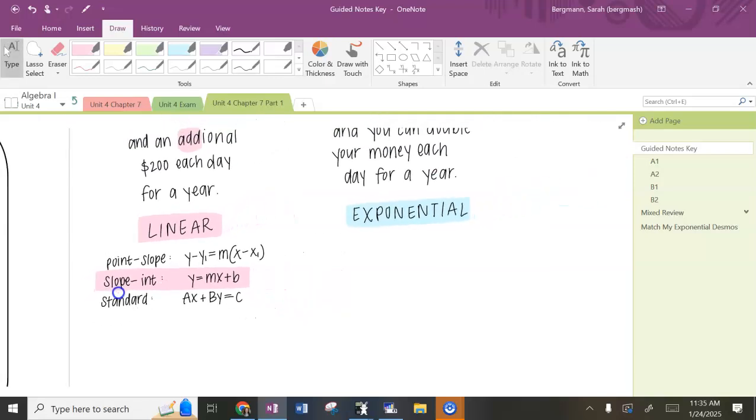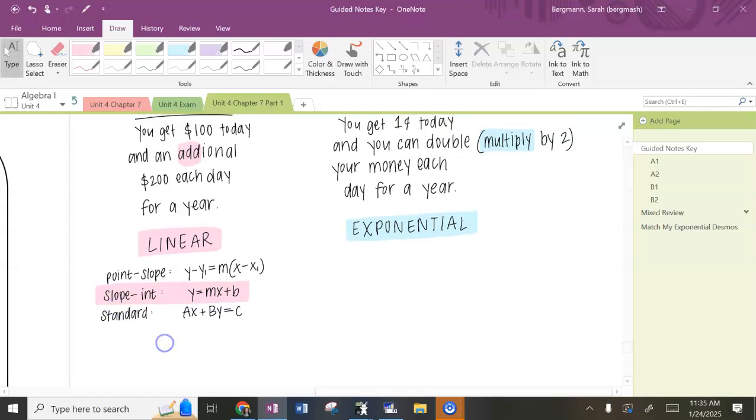So on this problem, we have 2 numbers here. You get $100 today and an additional $200 each day. The slope is the 200 because that's how much you get each day. However, the intercept is what you start with. That is what you're getting today, $100. So our formula would be y equals 200x plus 100.